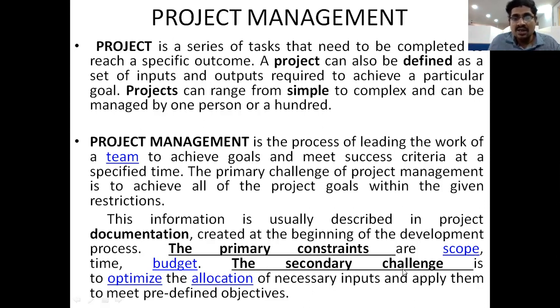The secondary challenge is to optimize the allocation of necessary inputs. Allocation means allocating, giving the necessary inputs and applying them to meet predefined objectives. So objectives means targets or goals.